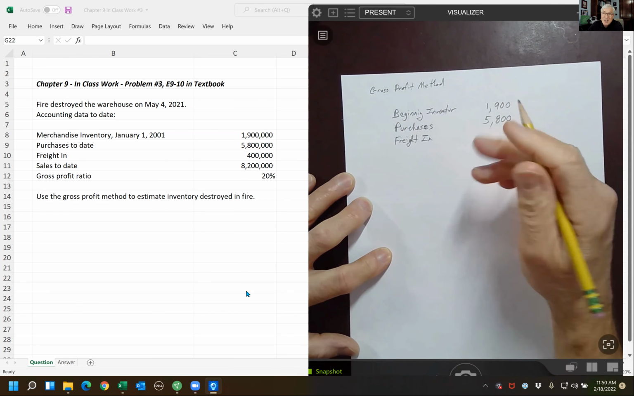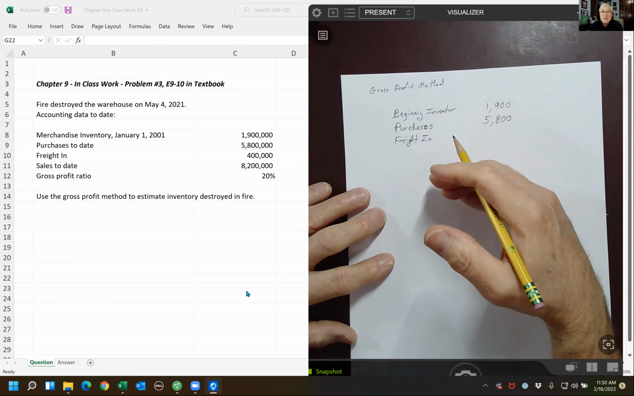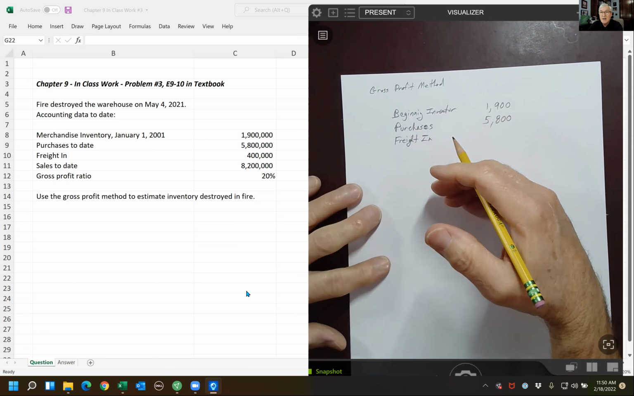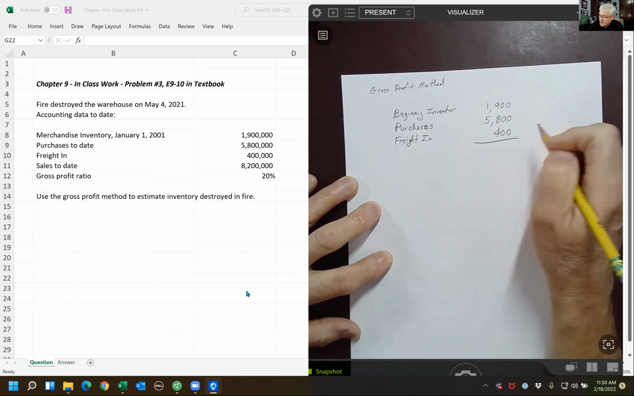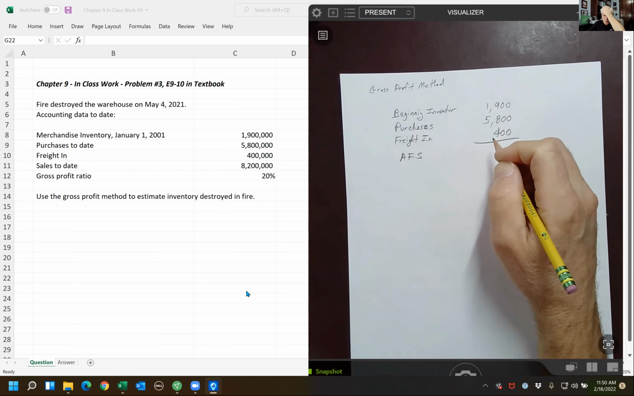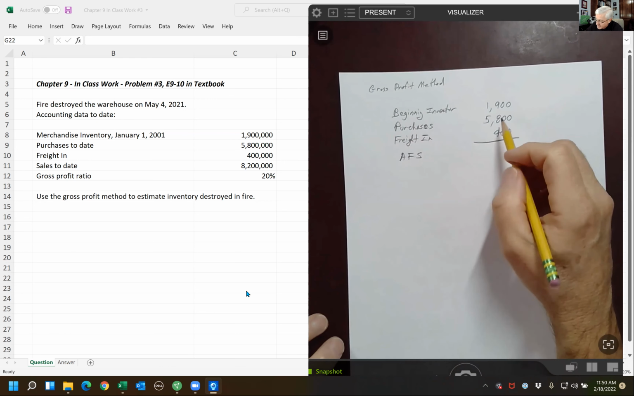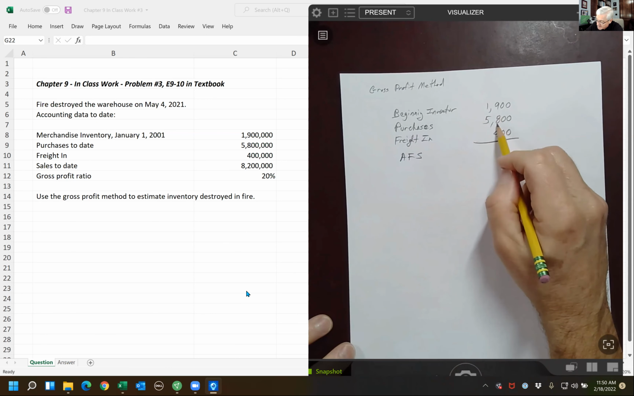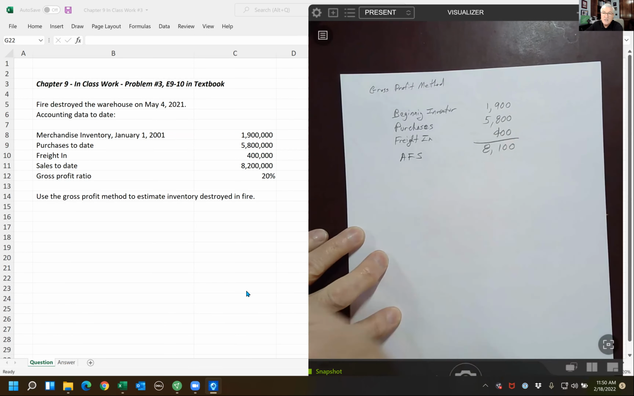What we say a lot of times in business is it can be capitalized, meaning I don't expense it, I record it in the inventory as an asset. So this goes into part of our asset. So available for sale, which we know from our records, 1900 plus 5800 plus freight in, that's 8,100,000, because this is in thousands.